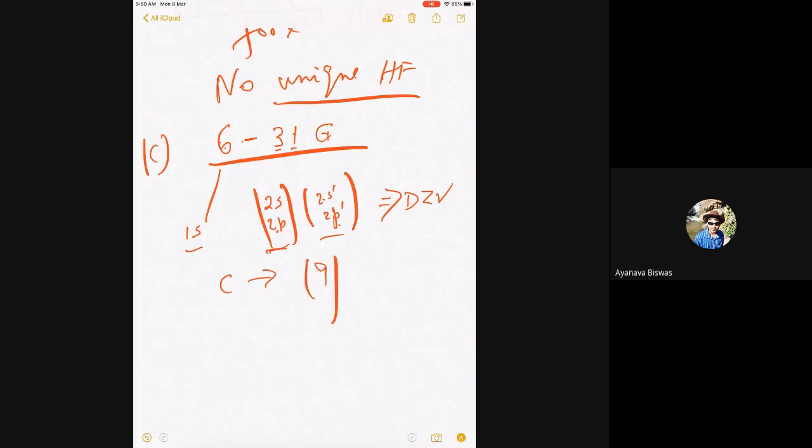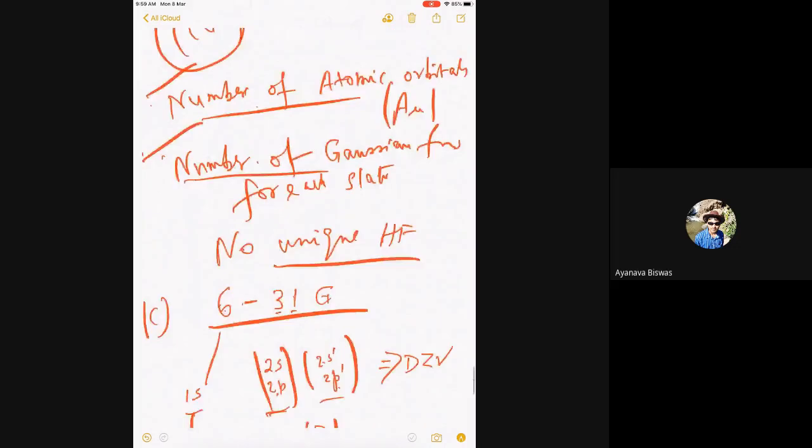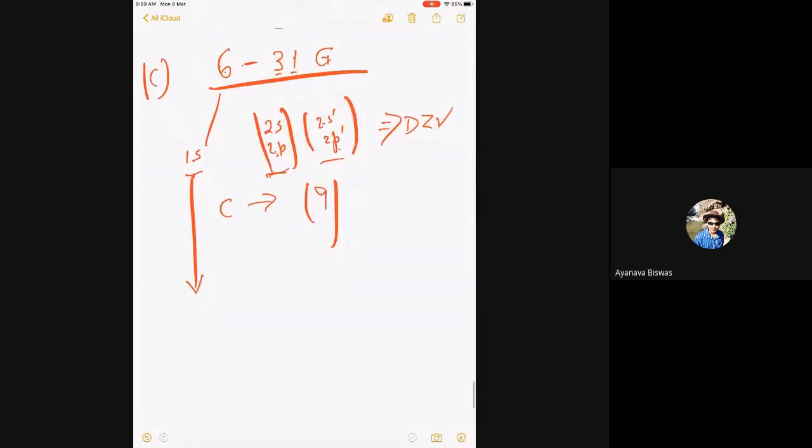And you have to add up. If you do hydrogen, oxygen, you have to add up. Where is the 631 coming from? 6 is coming here. For the 1s orbital, the number of primitive Gaussians is 6.